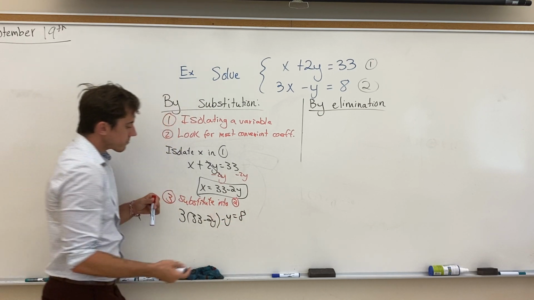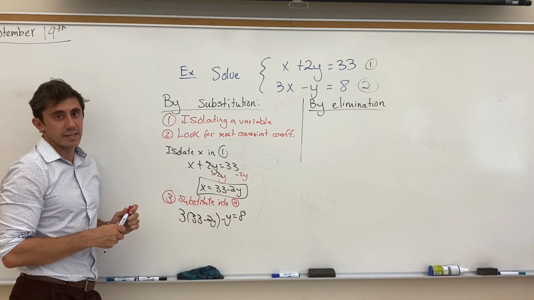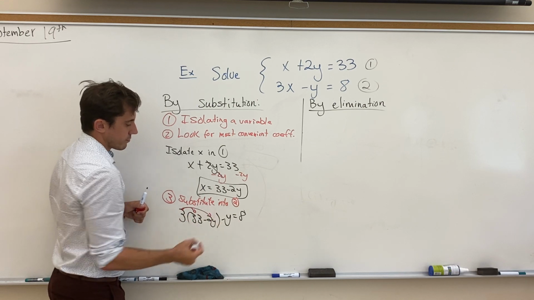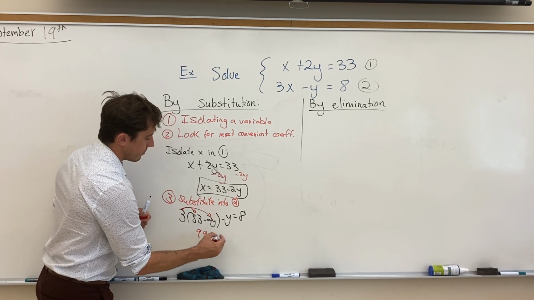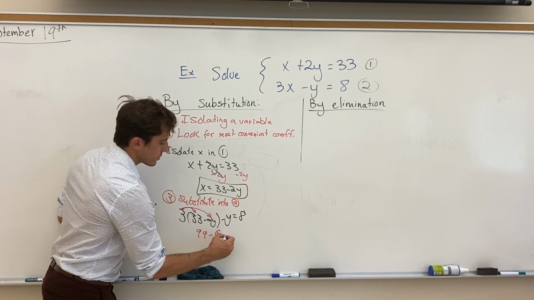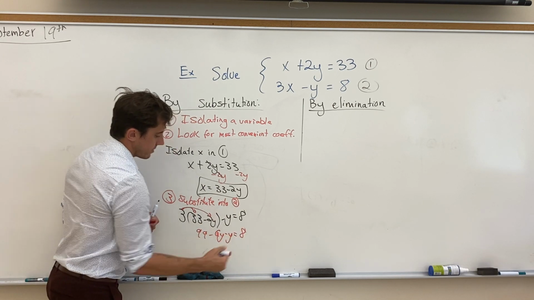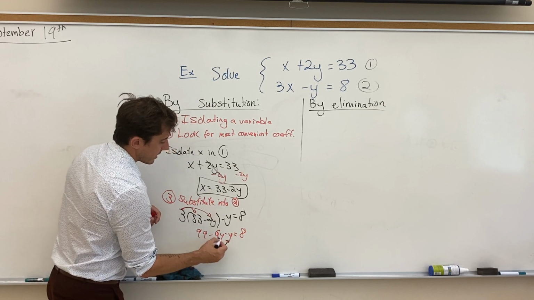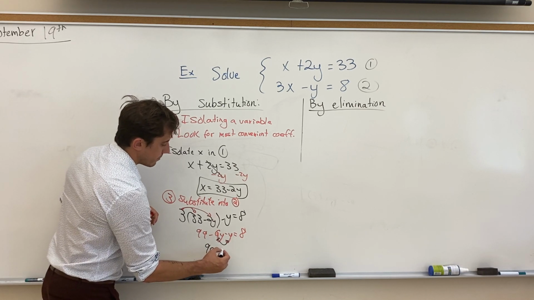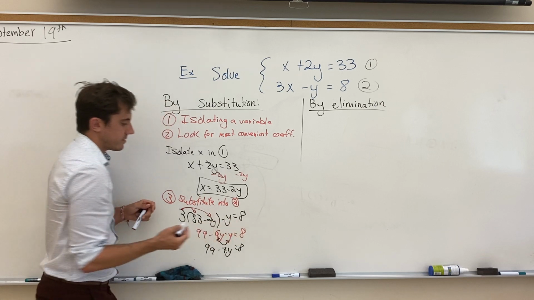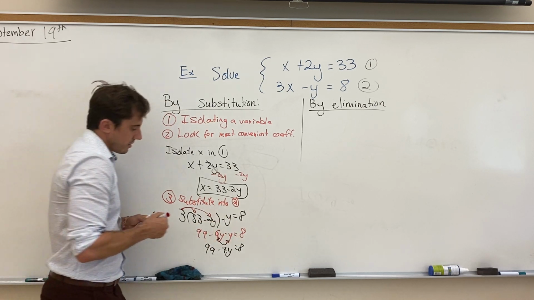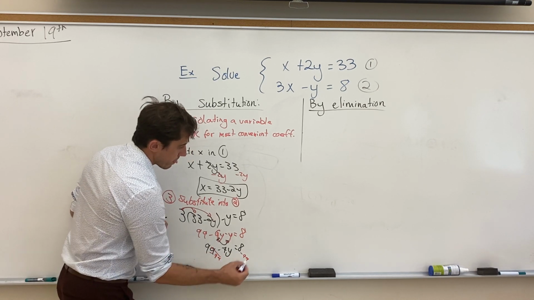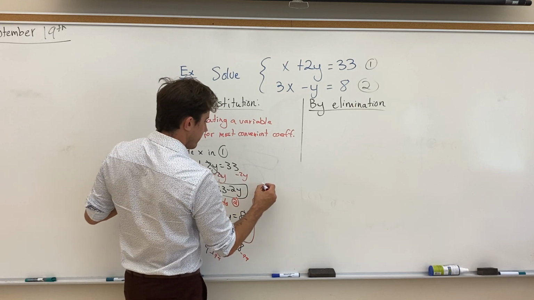Now that we've done the substitution, it's just a matter of being careful with our algebra to work through it properly. So we're going to multiply the 3 through the bracket. 3 times 33, that's 99, minus 3 times negative 2y, minus 6y, minus y is equal to 8. And now, again, we're just looking at some algebra. We can combine like terms here. Negative 6y minus y brings us to 99 minus 7y is equal to 8, and now you can solve it. There's kind of 2 different ways. I'm going to subtract 99 from both sides.